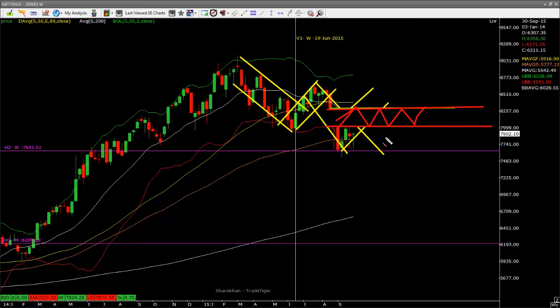Anyways guys, this is my analysis for Nifty. Today the market is up 60 points. I'm quite happy about it.